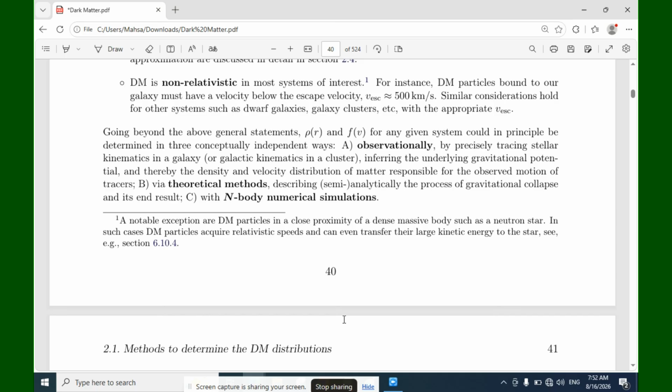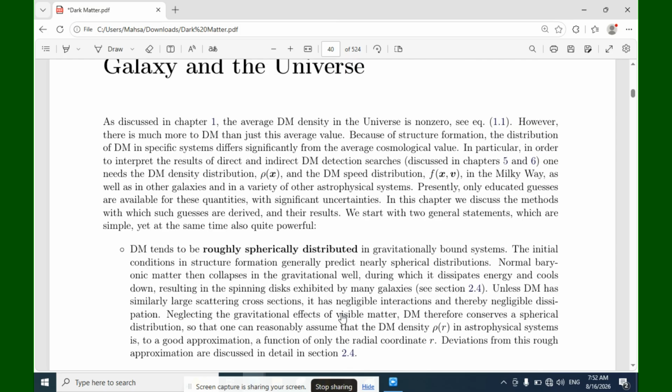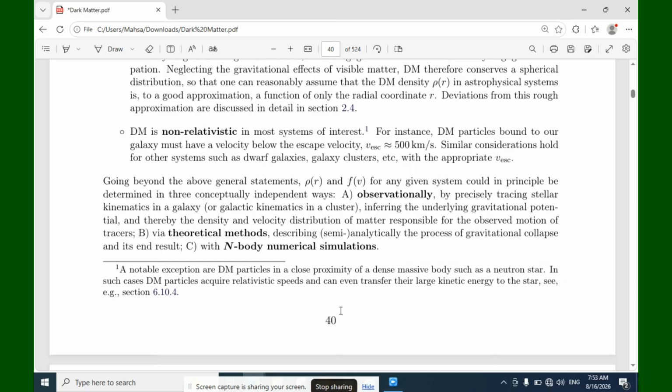We have a footnote which is about the first phrase here, and it says something. This is the systems of interest. This is non-relativistic. We are talking about dark matter being non-relativistic. This is the most common system of interest, with a notable exception being dark matter particles in close proximity of dense massive bodies such as a neutron star. In such cases, dark matter particles acquire relativistic speeds and can even transfer their large kinetic energy to the star.